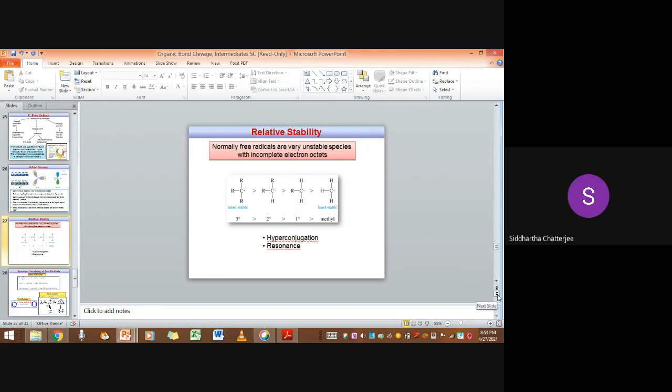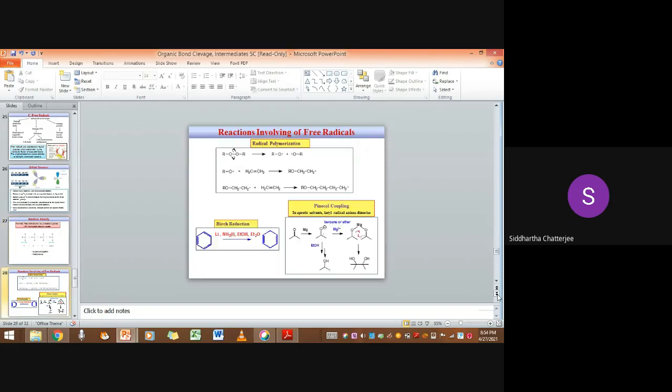Just like carbocation, a 3 degree carbon free radical is more stable than 2 degree, 2 degree is more stable than 1 degree, 1 degree is more stable than methyl. And the same way we explained the carbocation stability order, either by hyperconjugation or inductive effect or resonance, the same way you can explain the stability order of carbon free radical, because the stability order of carbon free radical is the same as that of carbocation.